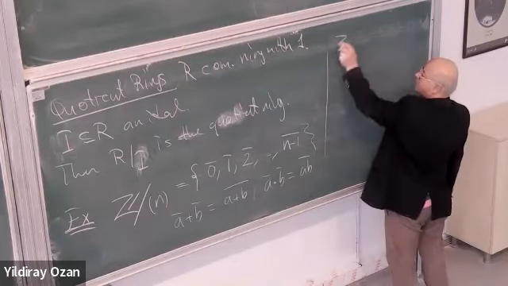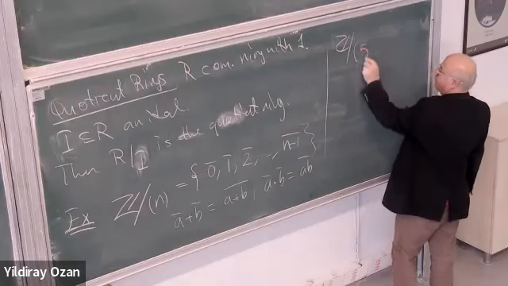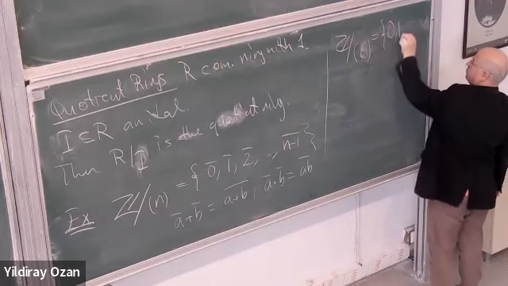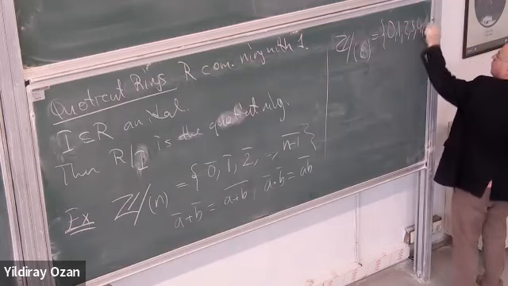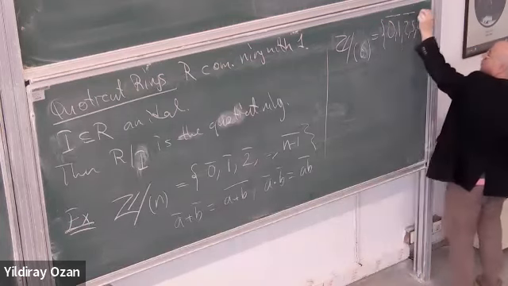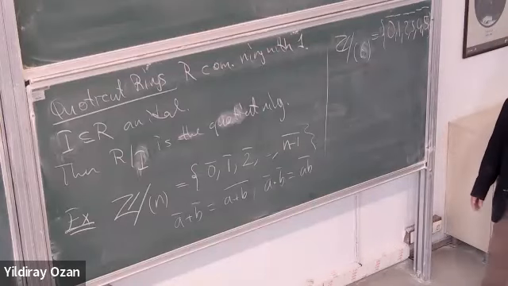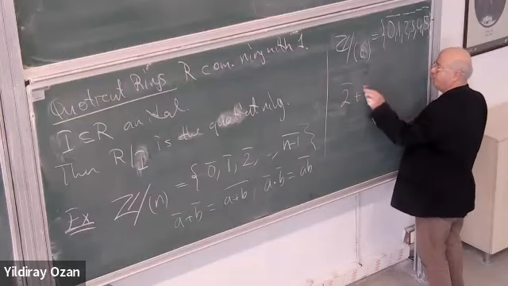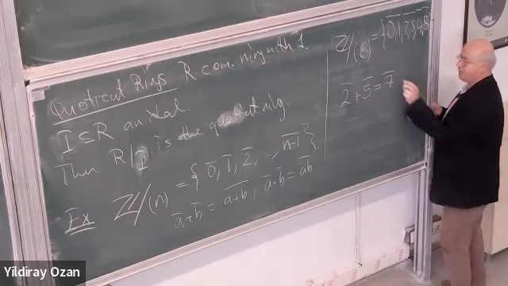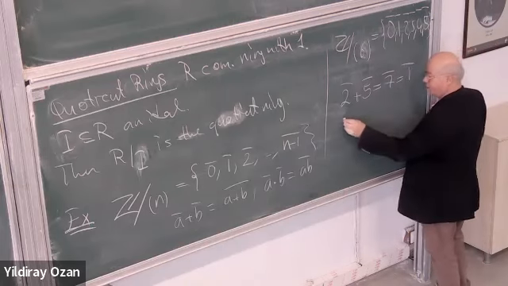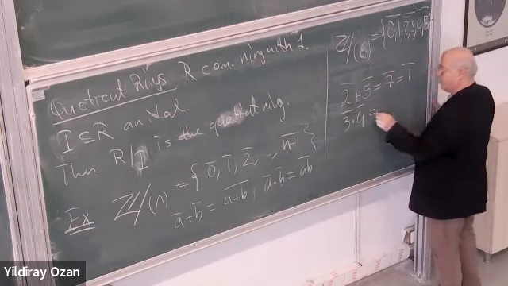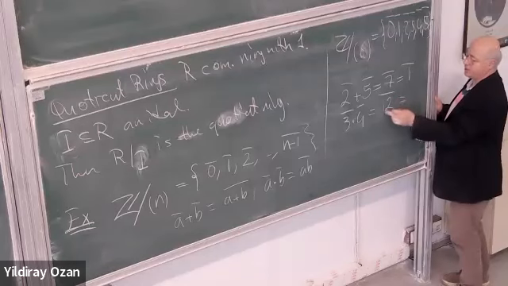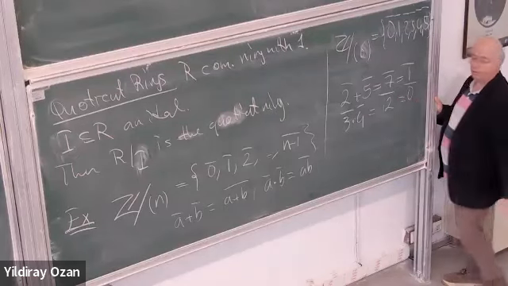For example, what is this? Let's say 6. This is the ring with 6 elements. For example, 2 plus 5 is what? 7, and it's just 1, right? 3 times 4 is equal to 12, but 12 is just 2 times 6, so this is just 0. Right?